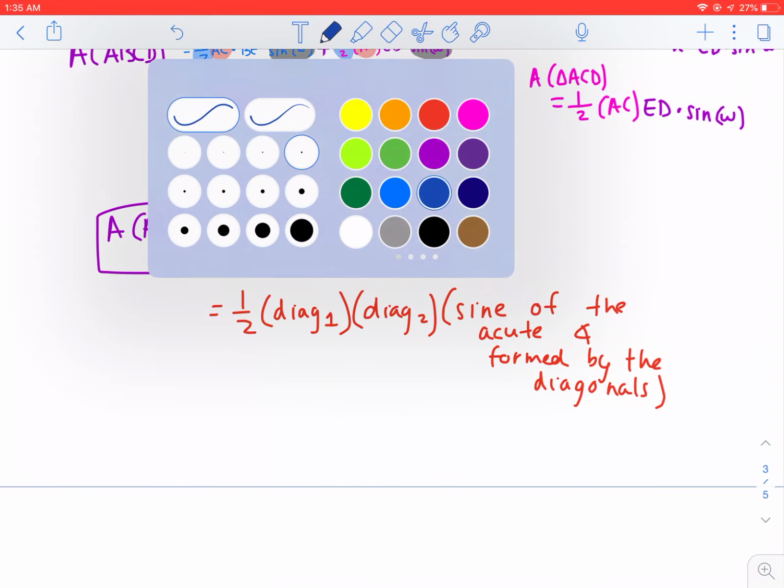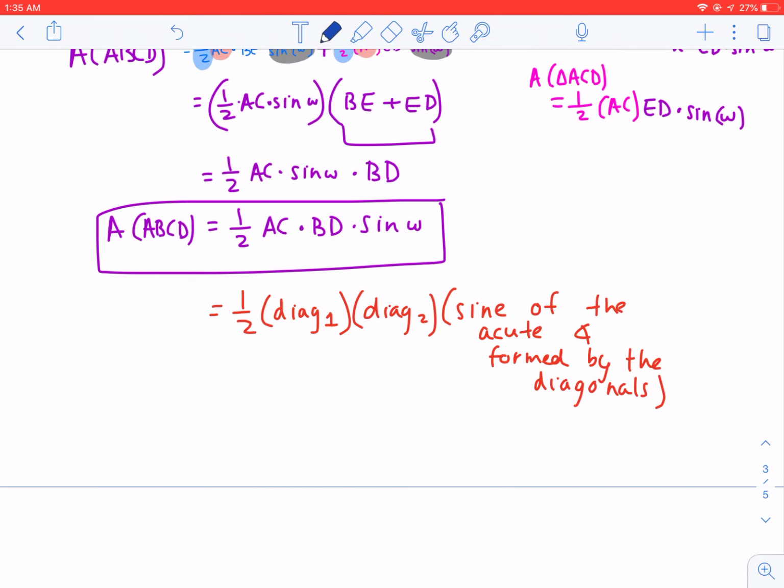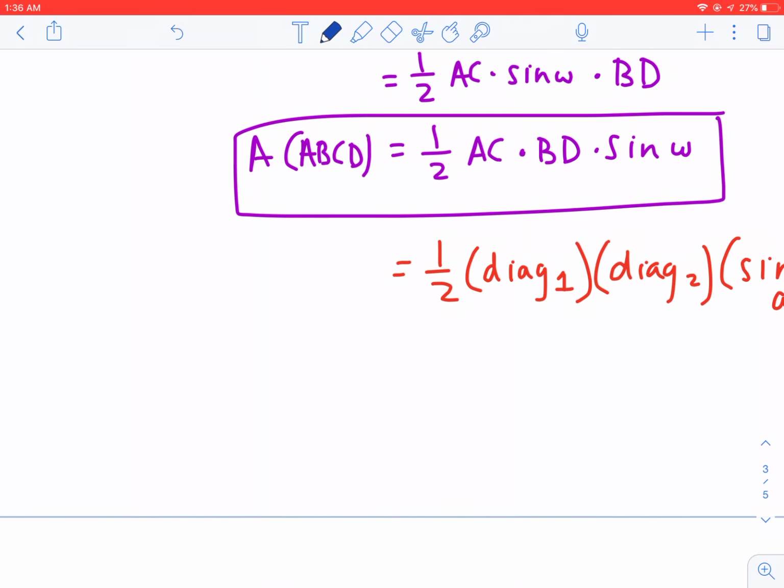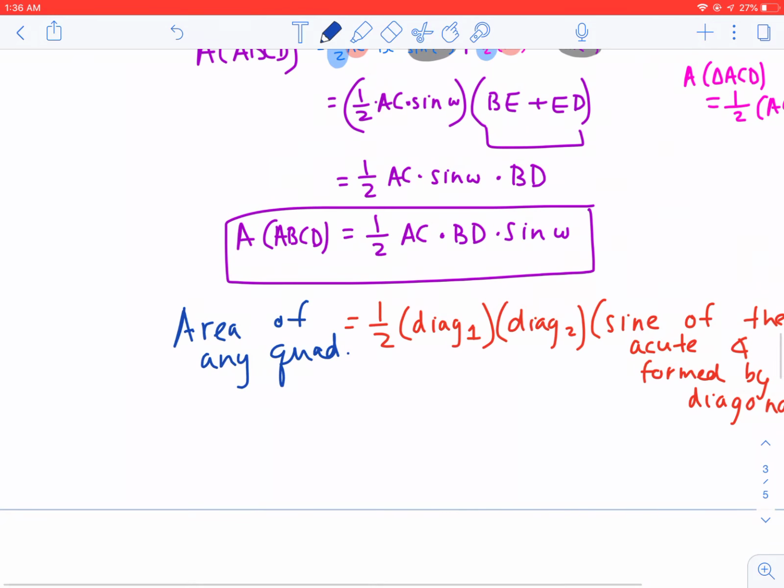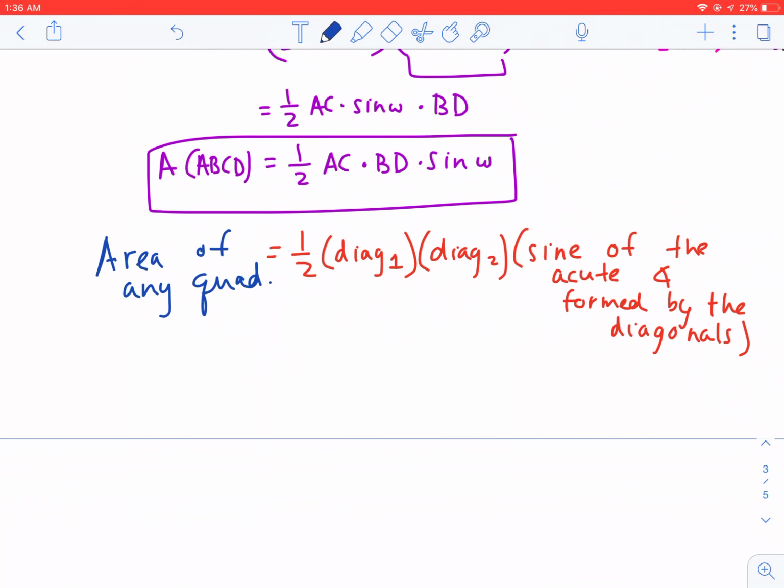Alright, so the area of a quadrilateral is 1/2 times the product of the two diagonals times the sine of the acute angle formed by the diagonals. This is the area of any quadrilateral. And that includes kites, rhombuses, rectangles, squares, and parallelograms, right?